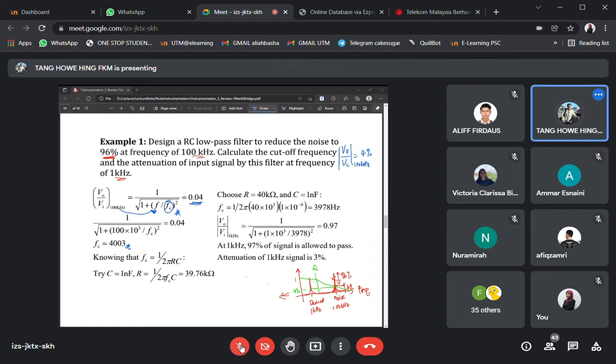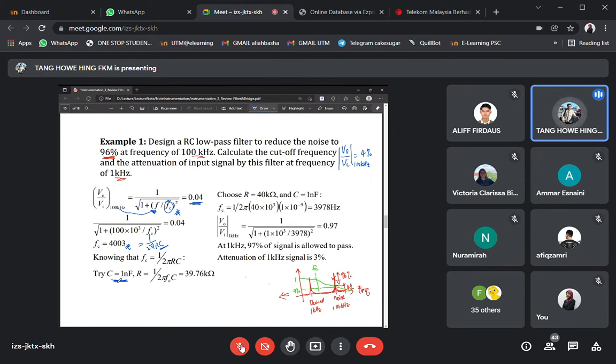All right. Once we have determined the cutoff frequency, we also know that the cutoff frequency is equal to 1 over 2 pi RC. That is the equation. So in order to achieve this cutoff frequency, we have an RC value that we need to determine. Because we have two variables, we need to fix one of them. Let's say we try a capacitor of 1 nanofarad. This is a standard capacitance.